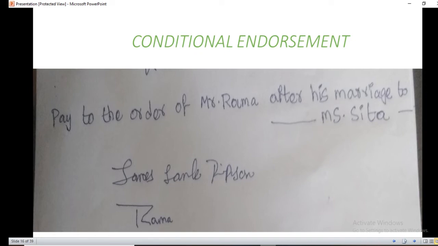Next one is conditional endorsement. This also comes under section 50 of the Negotiable Instruments Act. Here, Mr. James puts a condition that he will pay the amount to Mr. Rama after Mr. Rama is married to Sita. In this case, after their marriage, Mr. Rama shows his proof of marriage to encash this instrument. This is a liability dependent upon a contingency.